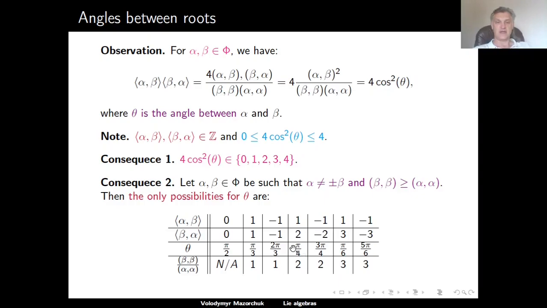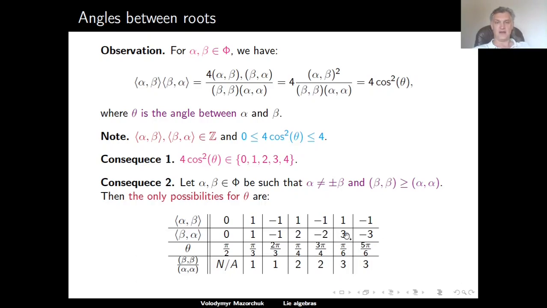The next possibility is when the angle bracket of alpha and beta is equal to 1, while the angle bracket of beta and alpha is equal to 2. Then the value of 4 cosine square is 2. This means that theta is the angle pi over 4, and the square of the length of beta is twice the square of the length of alpha. If we change the sign, we get a similar situation where the angle theta becomes 3 pi over 4.